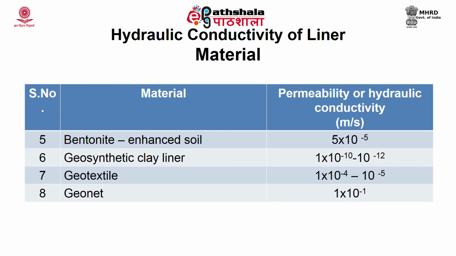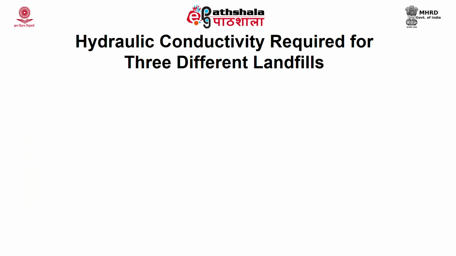Now, from this table you can see the lowest permeability is for the geosynthetic clay liner, that is 1 into 10 to the power of minus 10 and 10 to the power of minus 12. So, they can be popularly used. Accordingly, we have to decide the level of hydraulic conductivity that you have to give for different landfills.